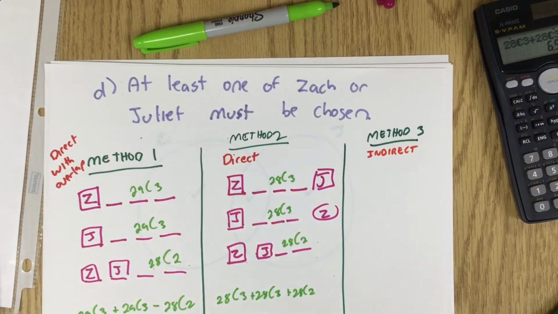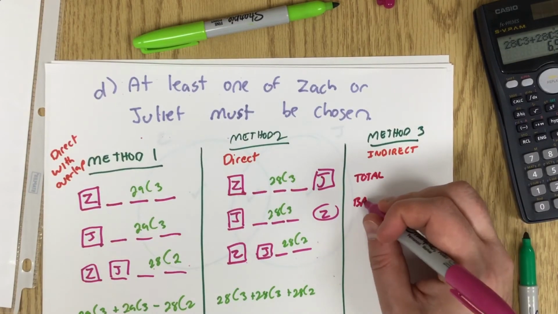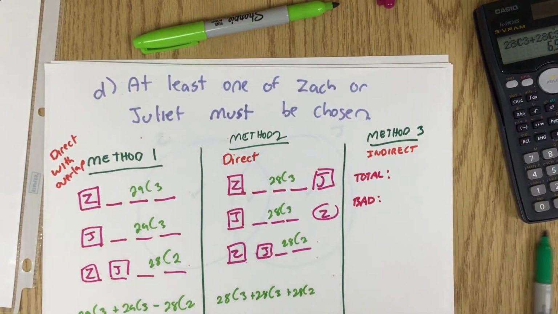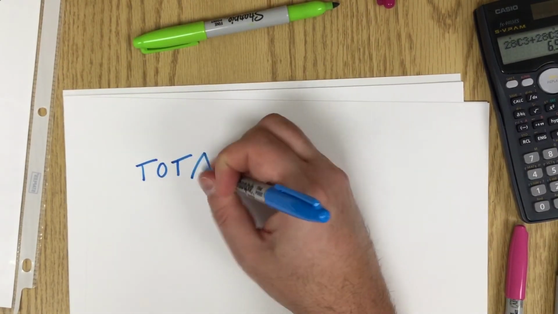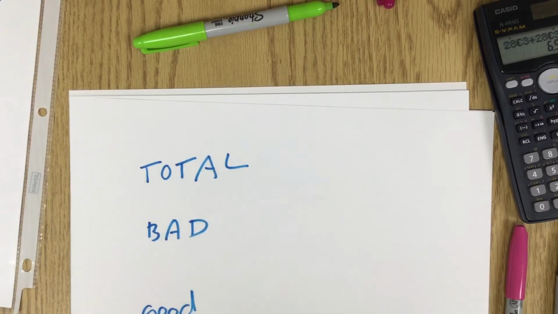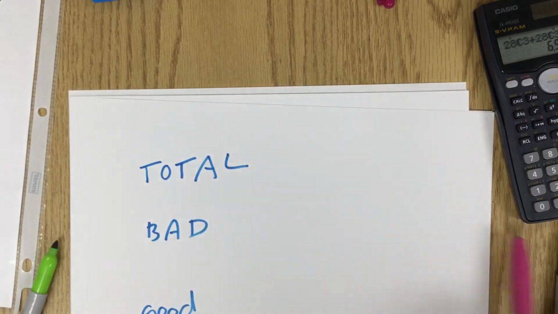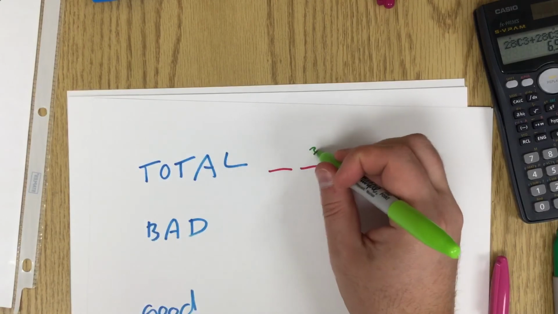So indirect is going to be, we need our total and we need our bad. I'm going to run out of room for this, aren't I? Okay, we're going to do this on another piece of paper. So what we want to figure out is the total and the bad, and that's going to leave us with the good. The total is the number of people that we could choose.